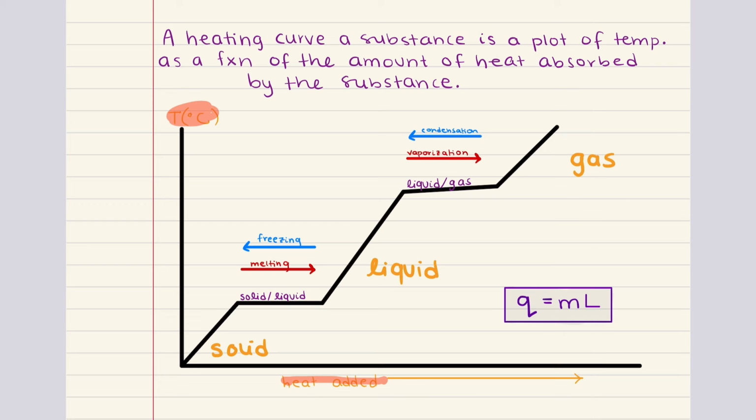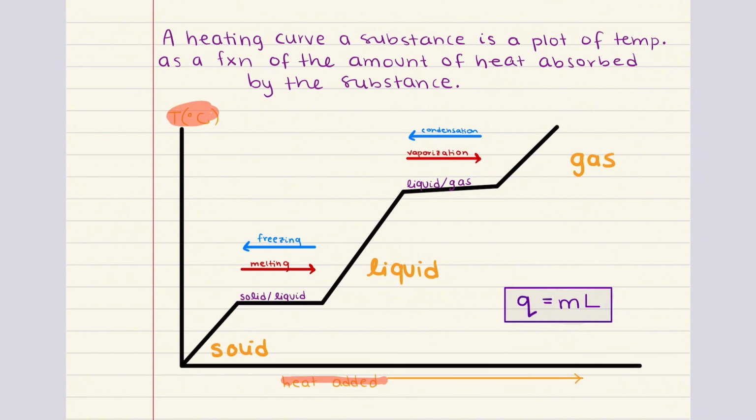As heat is added, the temperature of the substance increases, except during phase transitions. During phase transitions, the temperature remains constant even though heat continues to be absorbed. And this occurs because that energy is used to break the intermolecular forces holding the particles together in the current phase rather than increasing the kinetic energy or the temperature of the particles.